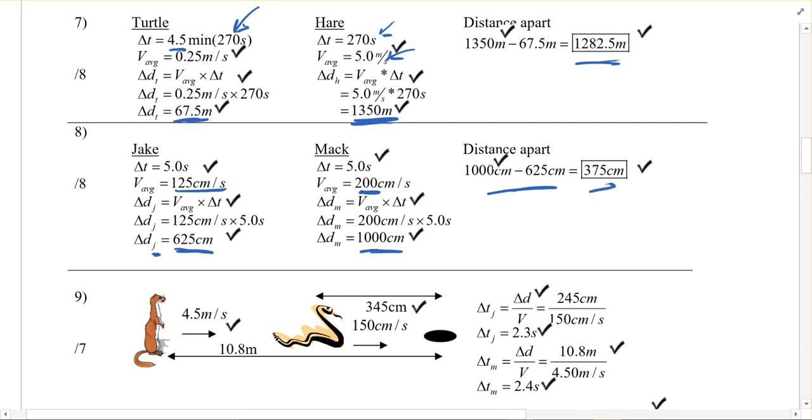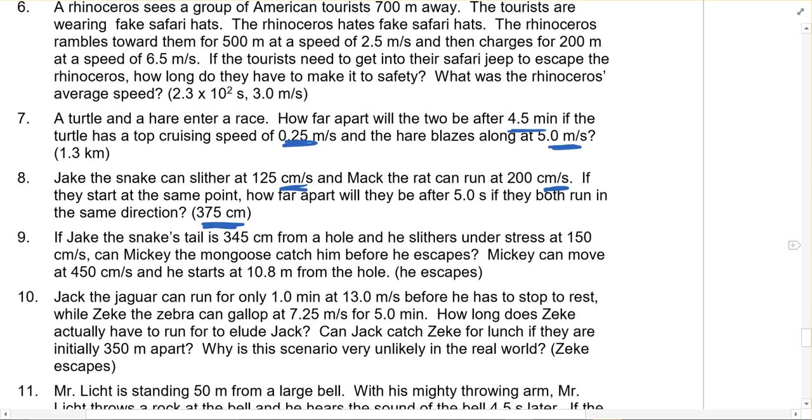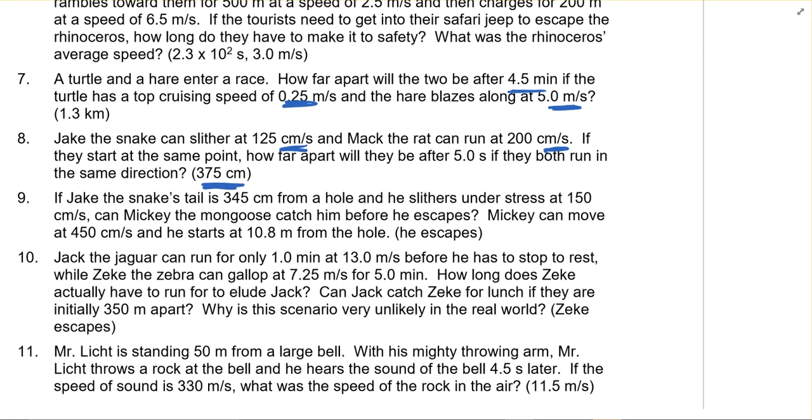All right, for number 9, Jake the snake's tail is 345 centimeters in the hole, and he slithers under stress at 150 centimeters a second. How can Mickey the mongoose catch him before he escapes? Mickey can move at 450 centimeters per second, and he starts at 10.8 meters from the hole.